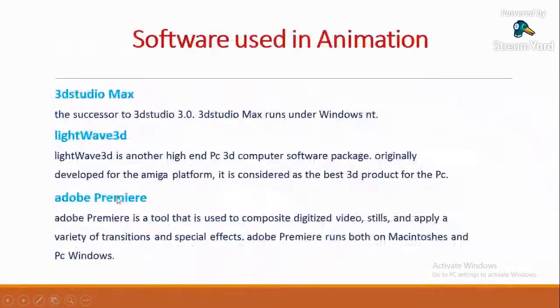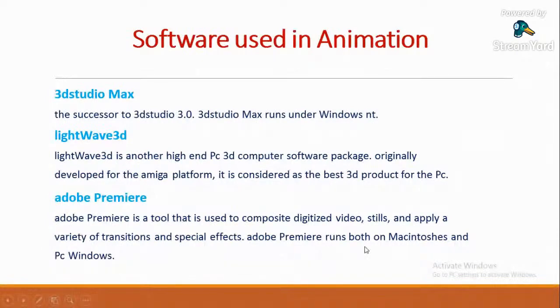Then, what are the different software? First of all, 3D Studio Max. It is based on Windows NT. On which platform it will run, that part you have to learn. Lightwave 3D is also a 3D computer software package that runs on the PC. Adobe Premiere is also quite famous software that is used for animation, giving transition effects or animation effects.